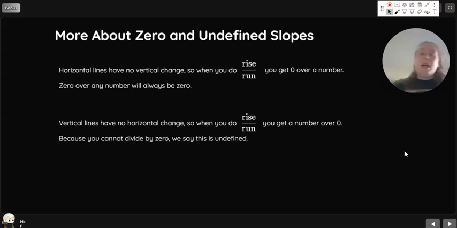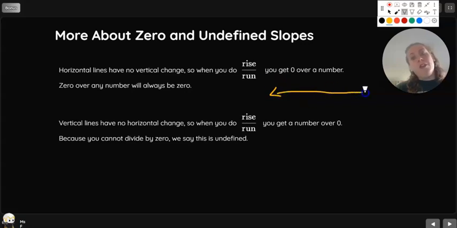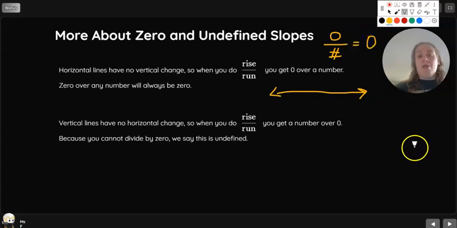So to think about 0 and undefined slope, horizontal lines have no vertical change. They are not going up or down. They're only going left and right. So the rise is always 0. And 0 divided by any number is always going to be 0. So that's why our horizontal lines have 0 slope.